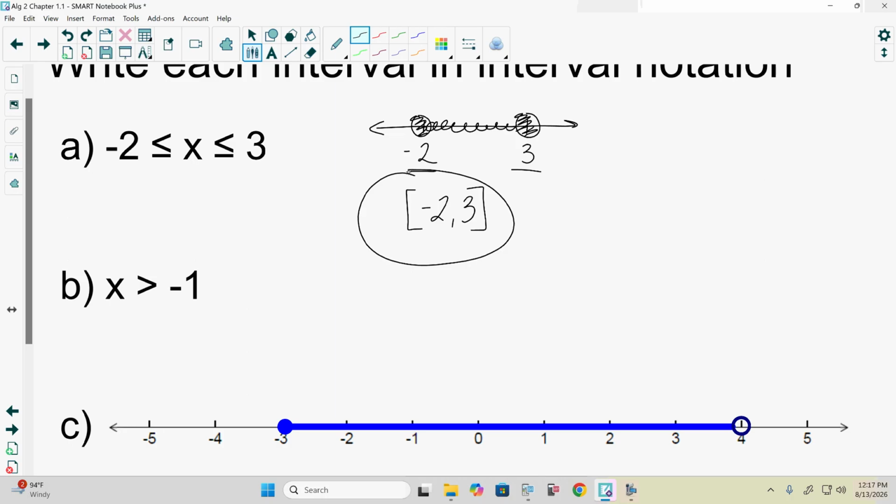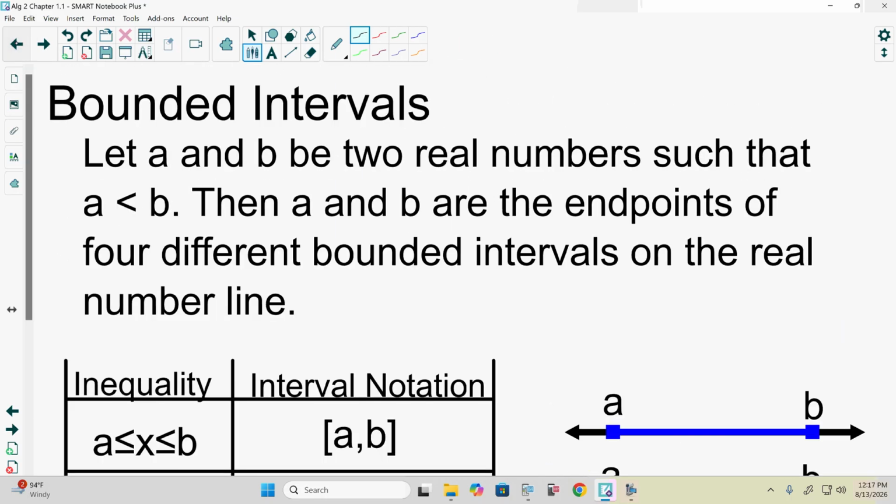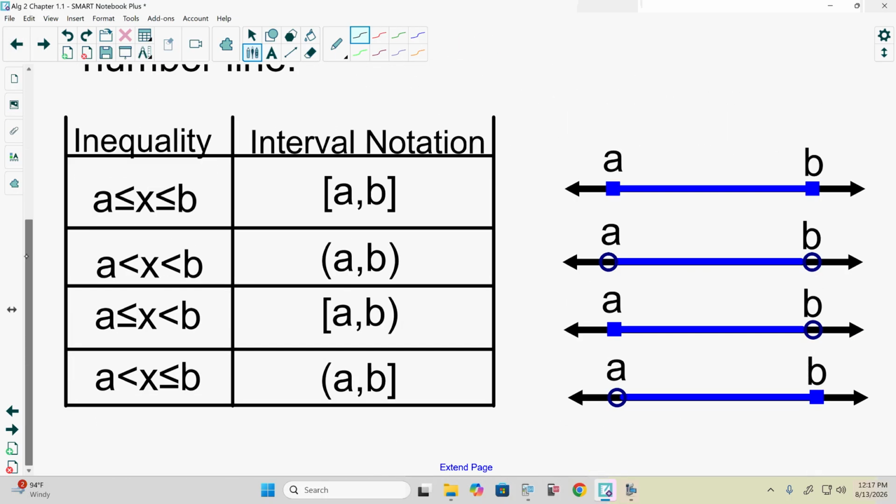Now, I said a bit ago we could use our bounded interval chart because we have this here, yes? I'm going to write it up here. -2 is less than or equal to x. Which one of these 4 does it match up with? Well, it matches up with the top one, yes? What is A in our example? -2. What's B? 3.